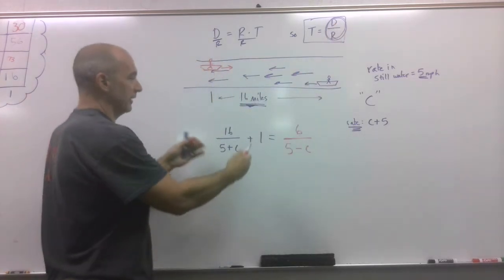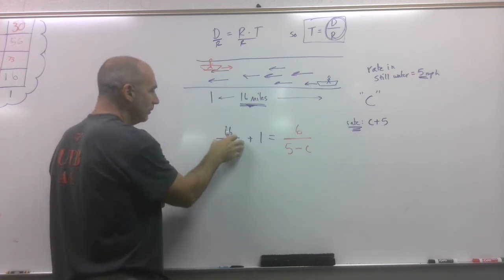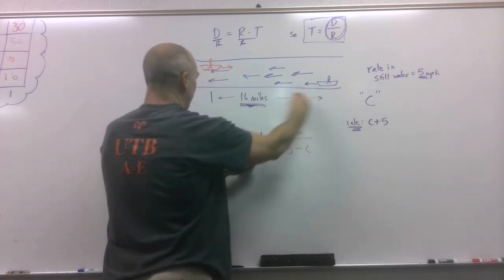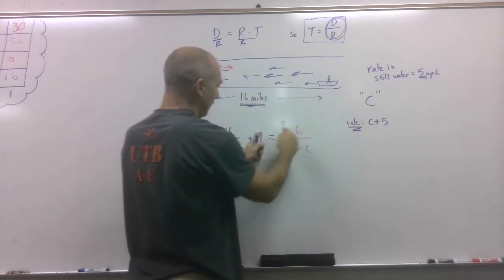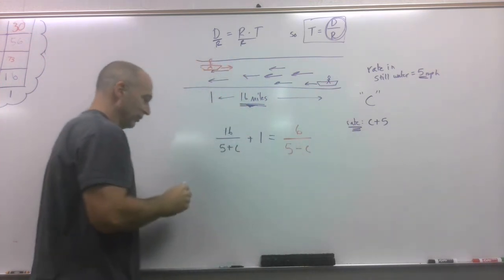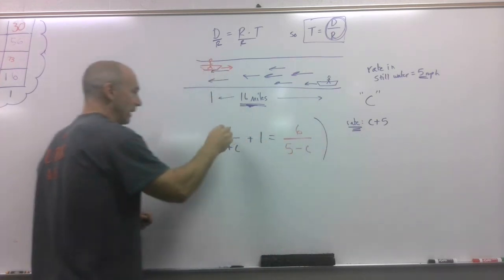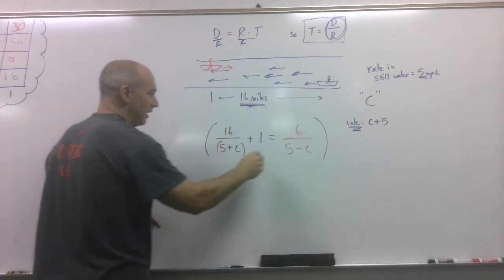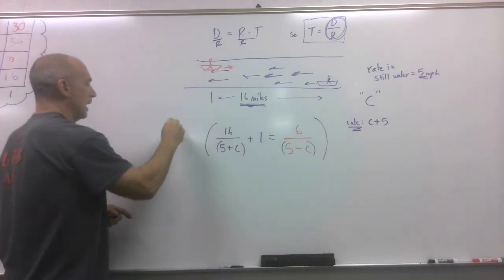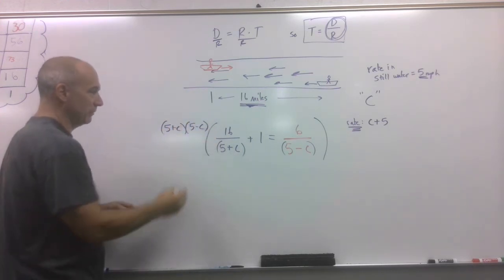And then you have this formula. So you've got his time represented here. He's going with the current 1 more hour than he is paddling against the current. And now we've got an equation that we can deal with and solve. So let's do it, just like we've been doing it. So this is 5 plus C, this is 5 minus C. To get rid of both of them, we have to multiply by both of them. Now this could get a little hairy, but here we go.